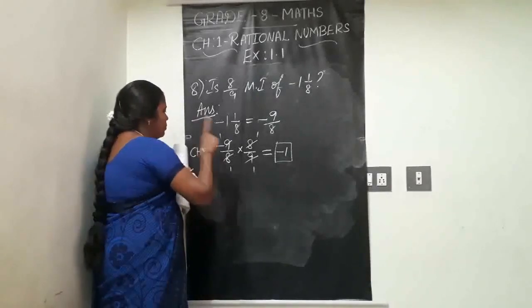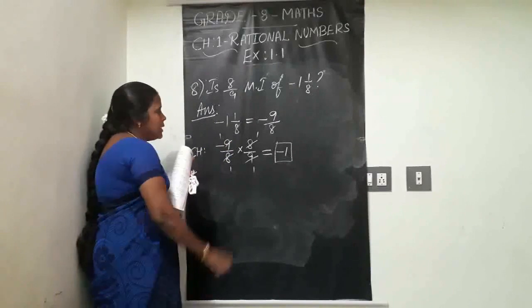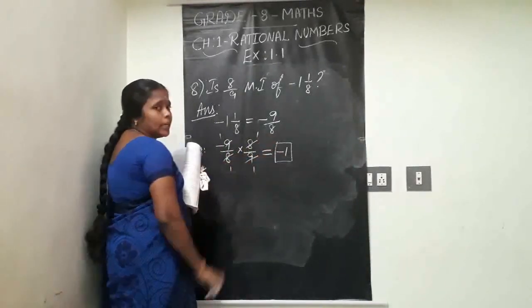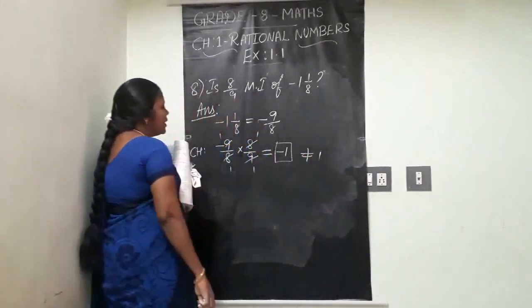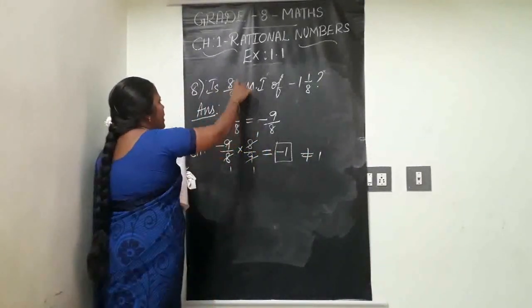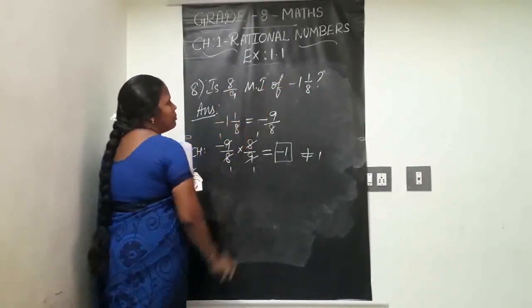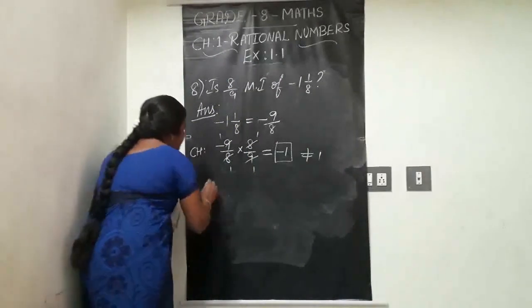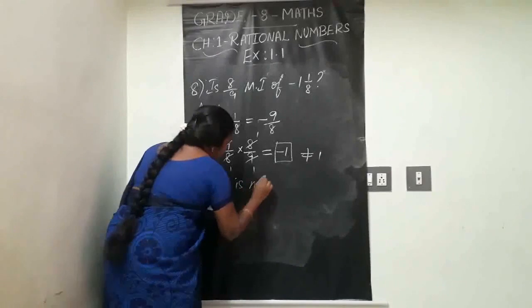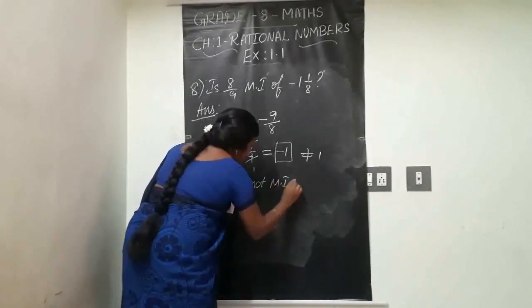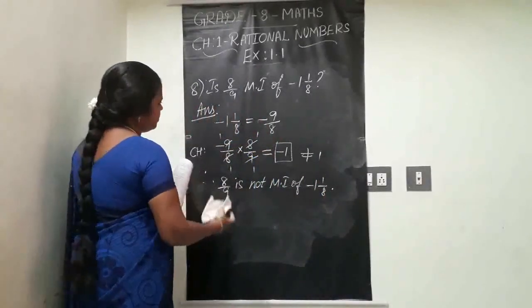So my final answer here is minus 1. But as per the rule of checking for multiplicative inverse, the product must be plus 1. So we can decide that the given 8 by 9 is not the multiplicative inverse of the given number minus 1, 1 by 8. Understood? 8 by 9 is not the multiplicative inverse of minus 1, 1 by 8. This is the reason. Clear?